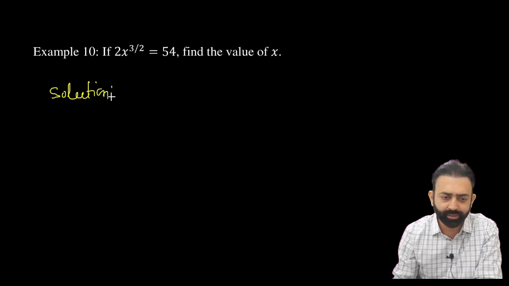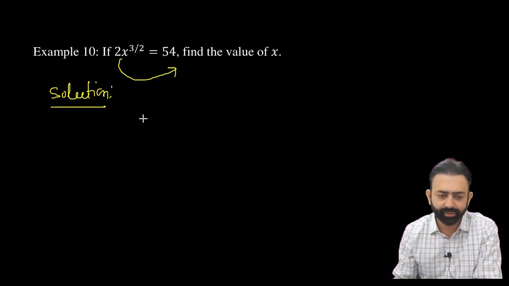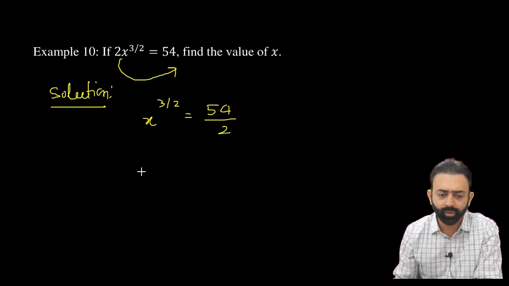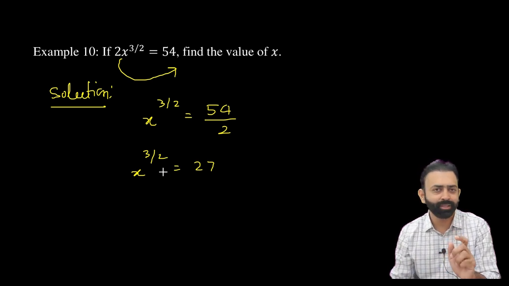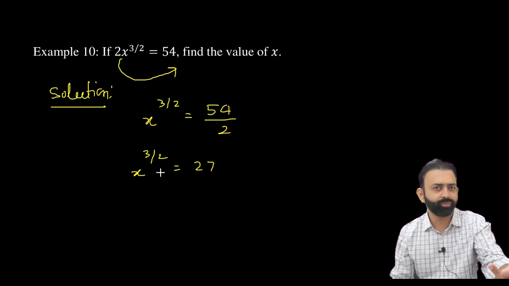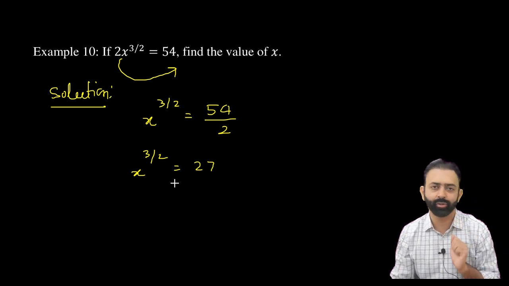How we can readjust is by transferring this 2 to the right hand side in division. So we get x raised to power 3 by 2 is equal to 54 over 2. So x raised to power 3 over 2 is in fact 27. Now the moment I see 27, I remember that yes, 27 is the cube of 3. Okay, so I can write this 27 as 3 cube.